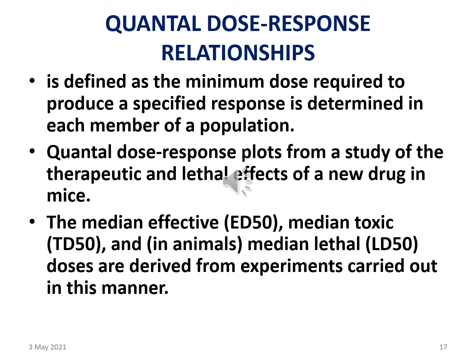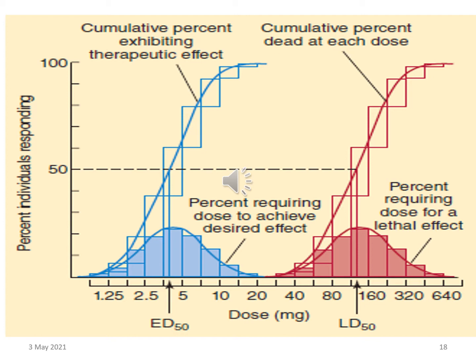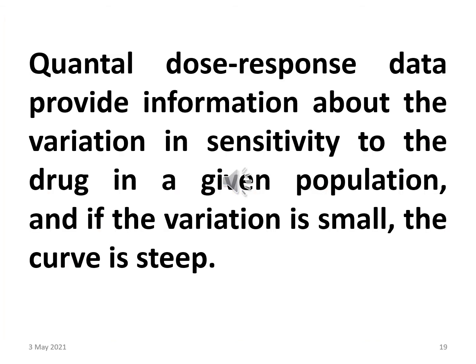Here, from the quantal dose response, the minimum dose required to produce a specific response. This figure shows the cumulative percent exhibiting the therapeutic effect and the cumulative percent dead at each dose, and it explains the differences between the ED50 and the LD50, while the area in between is called the percent required dose to achieve the desired effect. To the right you can see the percent required dose for a lethal effect. So the quantal dose response data provide information about the variation in sensitivity to the drug in a given population, and if the variation is small, the curve is steep.